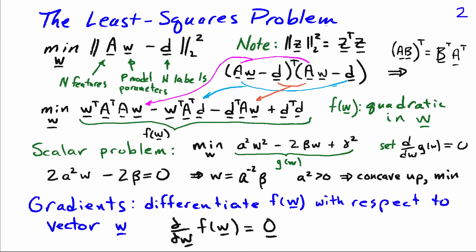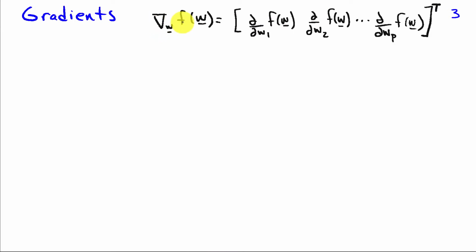So in order to follow the same approach with our quadratic function of the vector w, what we want to do is differentiate f of w with respect to the vector w and set that equal to 0. Now we're going to define the gradient of f with respect to w as a column vector, and it consists of the partial derivative of f with respect to each variable in w. So the first element is the partial with respect to w1 of f. The second element is the partial with respect to w2 of f, all the way through the pth element, which will be the partial with respect to wp of f. And I've written a transpose up here so that this indeed is a column vector.